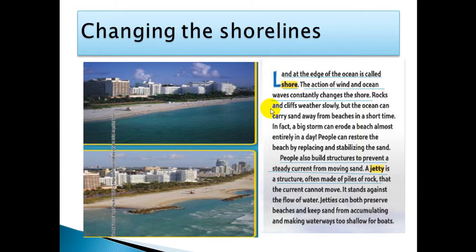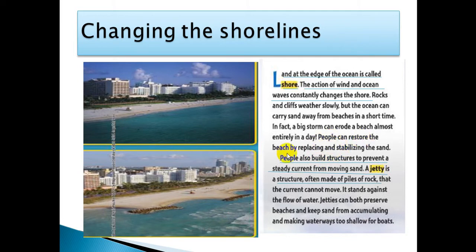Changing the shorelines. As we see here in the two pictures, the beach or the shore changed a lot because of waves. Every time waves come, they leave some sand on the shore or on the beach, and the water goes back to the ocean. In time, this will make the beach or the shore smaller and more shallow. The land at the edge of the ocean is called the shore. The action of wind in the ocean constantly changes the shore. Over many years, the ocean waves can cause changes in the shore.